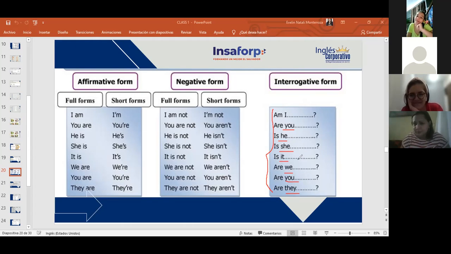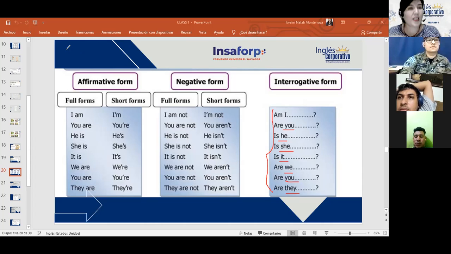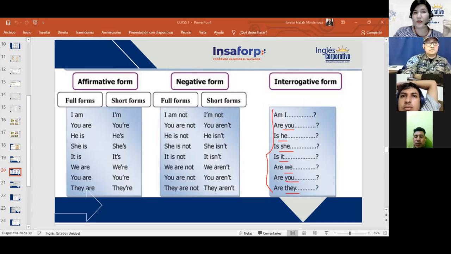Okay. Is it your marker? No. No, it's not. Right? No, it isn't, right? Are we in an English class? Yes, we are, right? Are they your friends? Yes, they are. Okay, so that's the form that you use for the affirmative, the negatives, and the interrogatives with the verb to be.